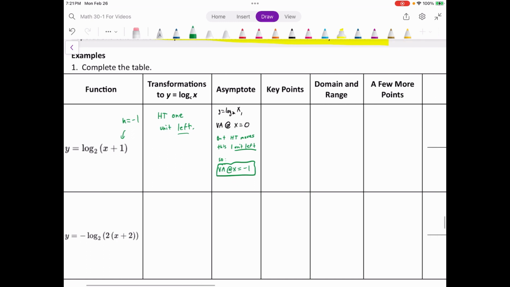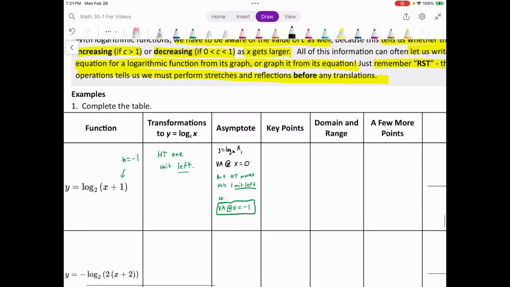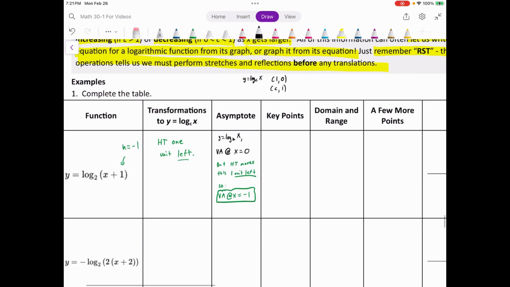Okay, the key points, remember, for any logarithmic function, the key points are (1, 0) and (c, 1), right? That is for y equals log base c of x. Again, because c to the power of 0 equals 1, and c to the power of 1 equals c. So without transformations, they would be at (1, 0) and (c, 1), but our c here is 2, right? So that means (2, 1).